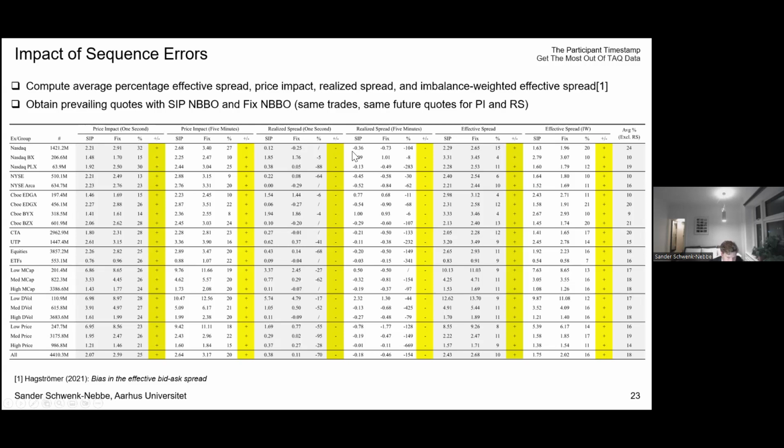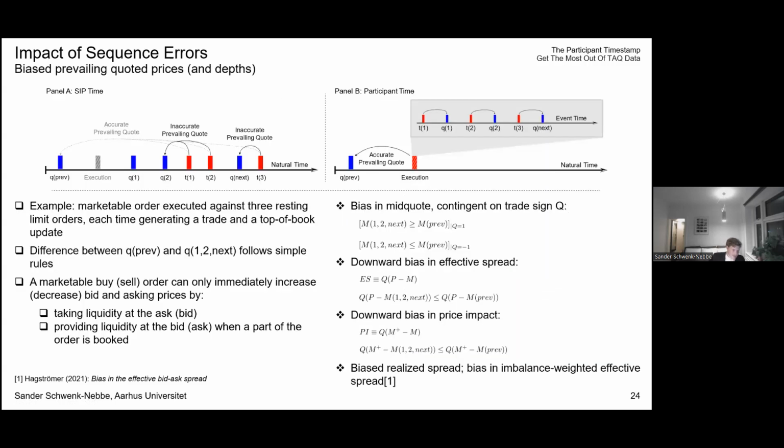For the realized spread, in all cases, the fix NBBO yields a lower realized spread compared to the SIP NBBO. And for the effective spread, again similar to the price impact, all of them yield a larger effective spread. So it is actually not so surprising to find this. And the reason is that, again, if we use SIP time, a lot of these quote updates that will be placed before trades are the ones that are actually triggered by the trades.